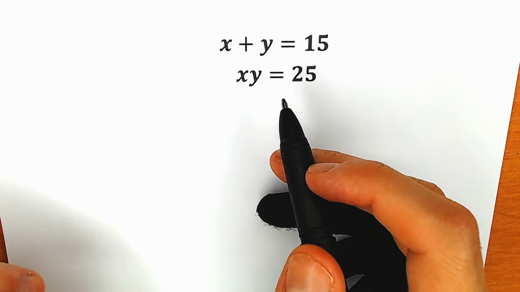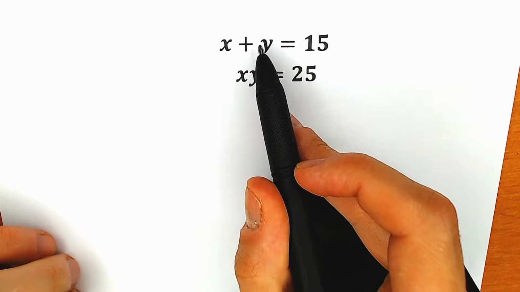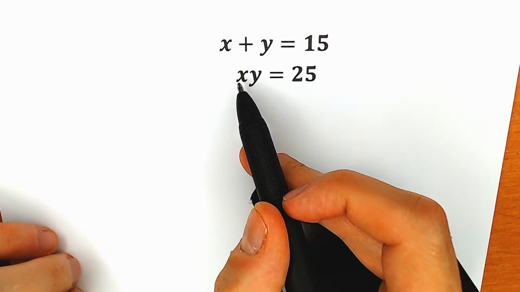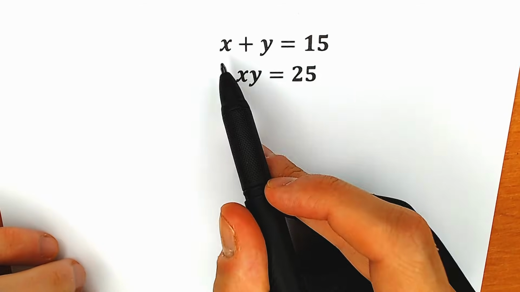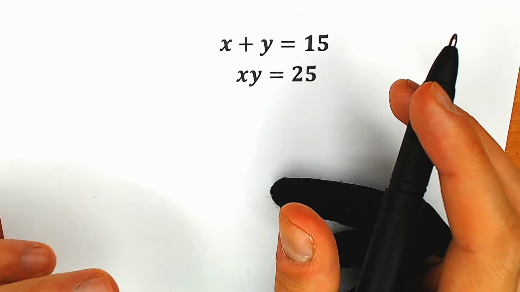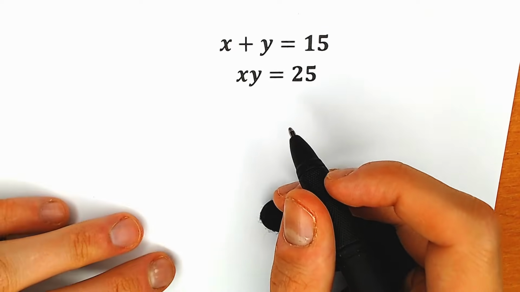Alright, so today we have a really interesting, I would say really tricky algebra question. We know a sum x plus y equals 15 and a product x times y equals 25. We need to solve this question for x and y. If you have your solution, or if you're interested, you can also solve this question with me right now, and in the end we will check our answers.